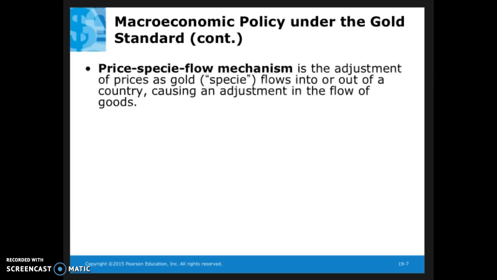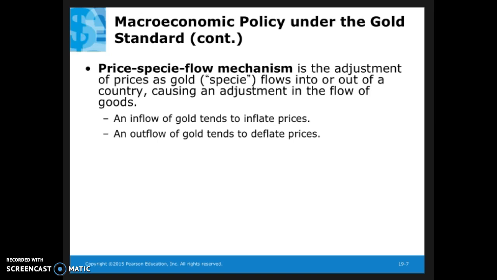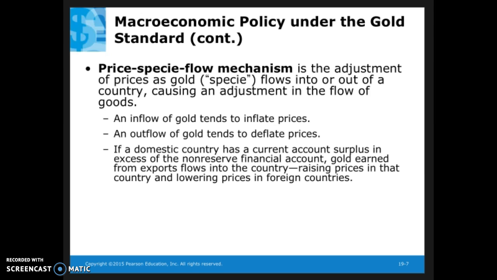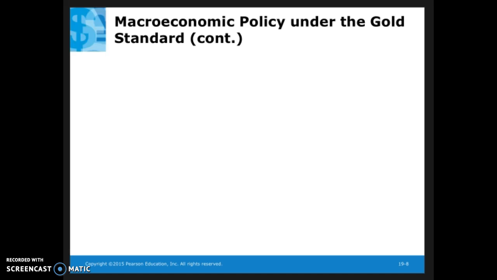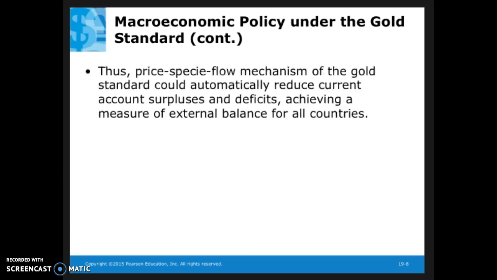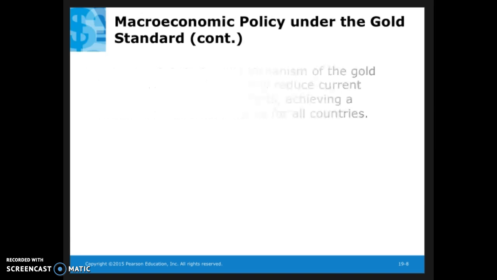We have what's called the price specie flow mechanism. This is the adjustment of prices as gold flows in or out of a country. The inflow of gold inflates prices. An outflow of gold deflates prices. So the price specie flow mechanism of the gold standard could automatically reduce current account surpluses and deficits, achieving a measure of external balance for all countries.